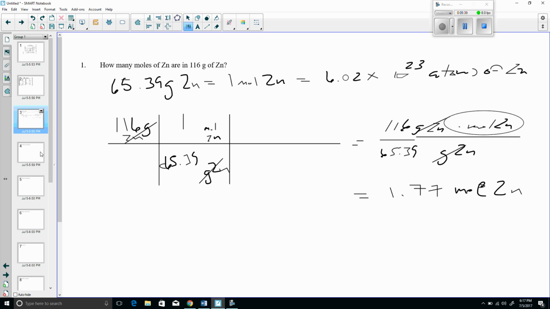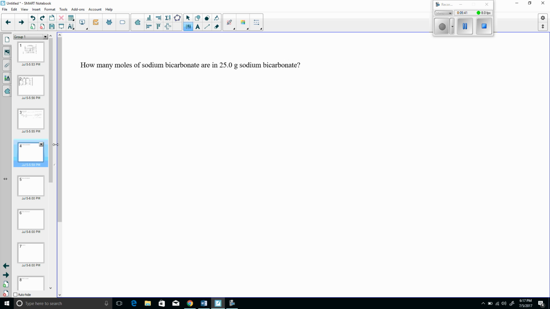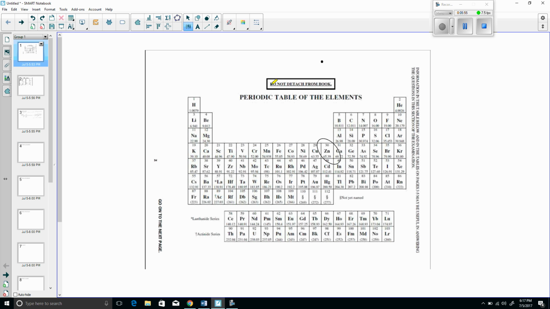Now this next problem is a little bit different. It involves a little more content. It says, how many moles of sodium bicarbonate are in 25 grams of sodium bicarbonate? Well, let's go to our periodic table. And guess what? We don't have sodium bicarbonate on here. So that means what we have is a compound, and so we have to write the formula for sodium bicarbonate before we can solve this problem.